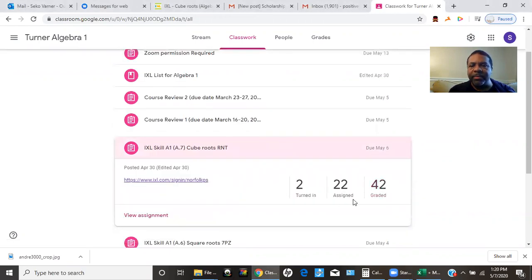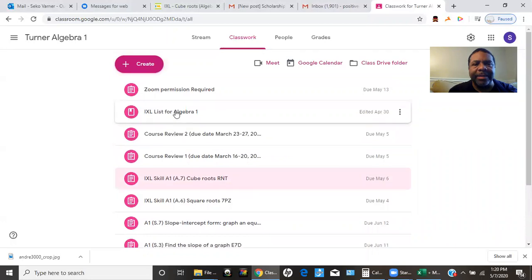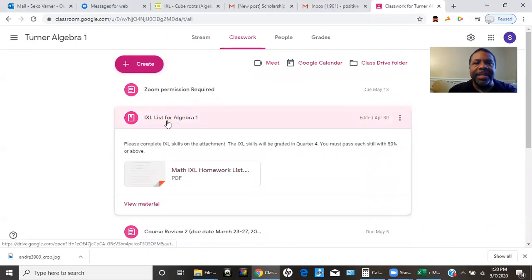We have a couple of students who've turned it in. We need to have everyone turn it in as soon as possible, all right? And if you want to find out what your IXL list is, when you go in your Google Classroom, click on IXL list for Algebra 1. The document's right there, okay?